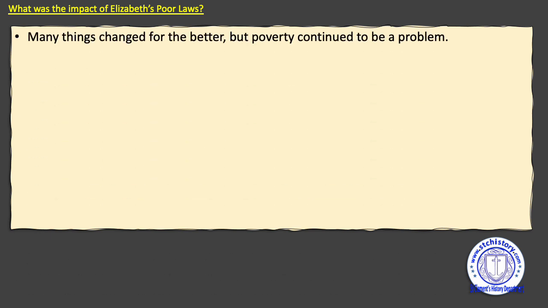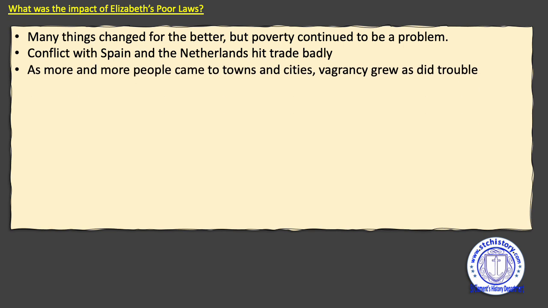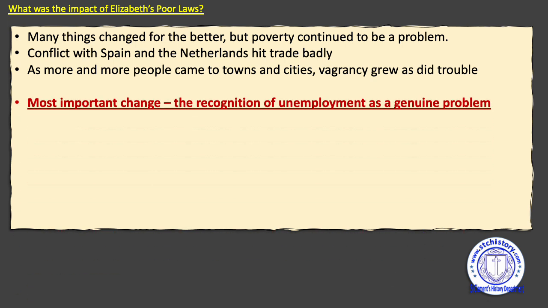So firstly, many things have changed for the better, but poverty is still a big problem. That's clear. All right. Conflict with Spain and the Netherlands, we know, is hitting trade really badly. That's making everything else worse, particularly if you are in the wool trade. But also, obviously, if we're at war, taxes go up and everything else. When you're already poor, we're already struggling, it just makes things a whole lot worse. As more and more people are moving to the towns and cities, vagrancy or the vagabonds, they're growing. Of course there are, because there's more of them, as did, therefore, troubles, crimes, things like that.